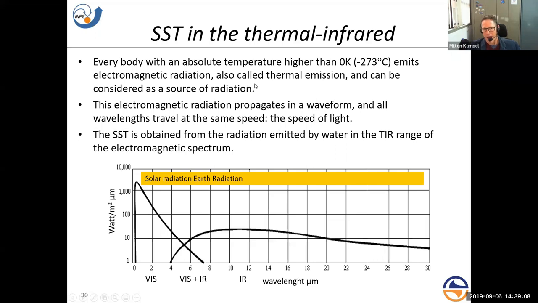And basically, everybody with an absolute temperature higher than 0 degrees Kelvin, which is minus 273 degrees Celsius, emits electromagnetic radiation, also called thermal emission, and can be considered as a source of radiation. The electromagnetic radiation propagates in a waveform, and all wavelengths travel the same speed, which is the speed of light. And sea surface temperature is obtained from the radiation which is emitted and not reflected by the water in the thermal infrared range of the electromagnetic spectrum.